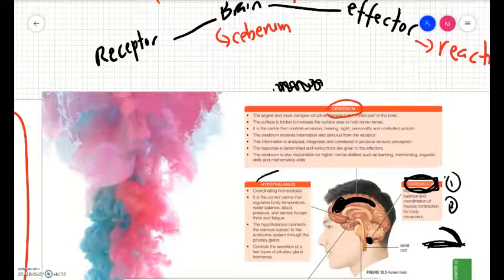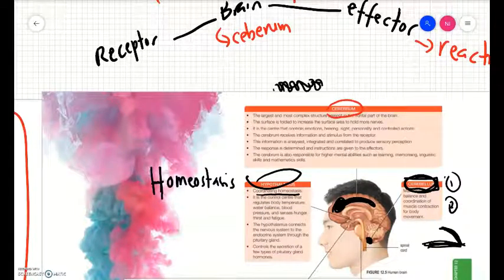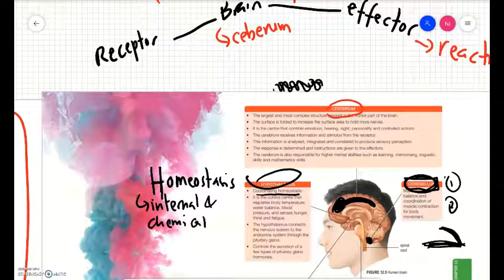Okay, next is hypothalamus. Hypothalamus coordinating homeostasis. Okay, what is homeostasis? Homeostasis is the internal and chemical conditions of our body. Let's say, for example, our pH, our body temperature, our water balance, blood pressure, sense of hunger, thirst, and fatigue. So coordinating the homeostasis means if there's any, let's say for example, our body temperature.